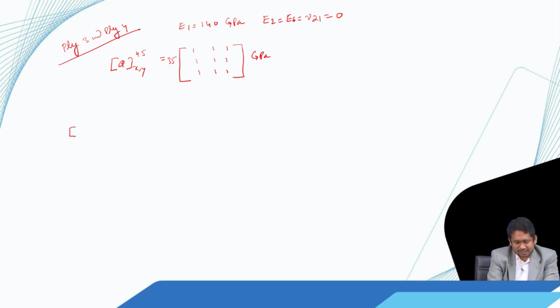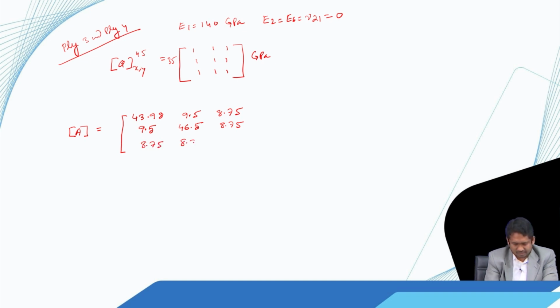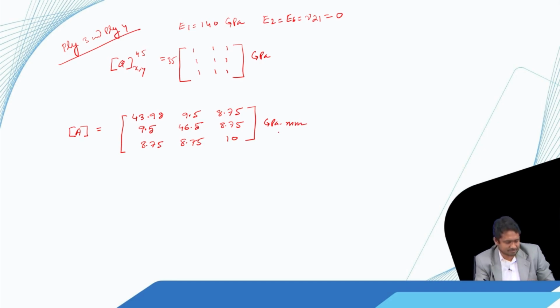So, with that again we can find out the new A matrix, and the A matrix is found out to be 43.98, 9.5, 8.75, 9.5, 46.5 and 8.75, and we have 8.75, 8.75, 10, that is in GPa millimeter.